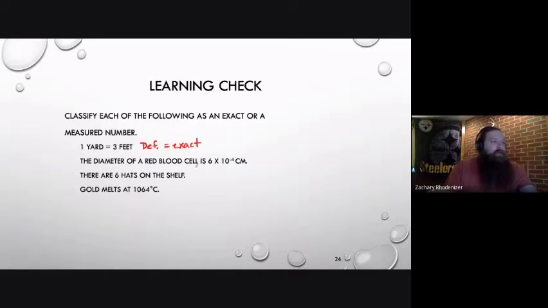What if we said the diameter of a red blood cell is 6 times 10 to the negative fourth centimeters? How do you find diameter? I have to measure. So this would be a measurement. If I'm using a measuring tool, then it's not exact. So it's not infinitely accurate.